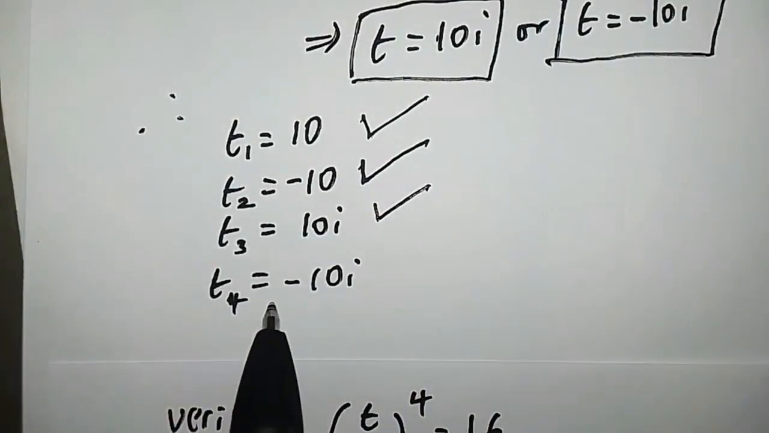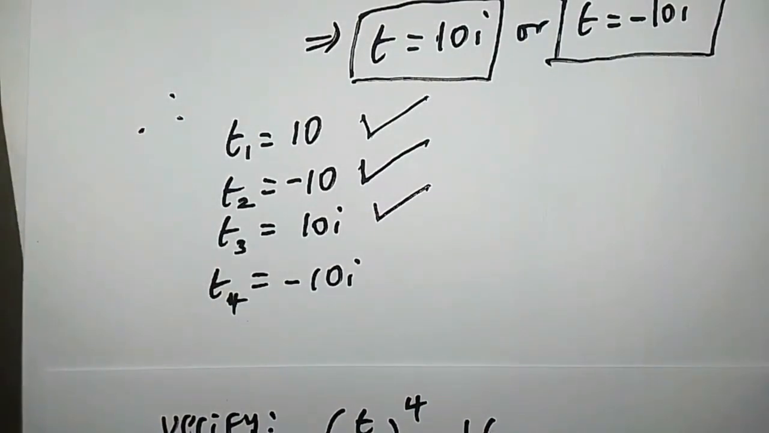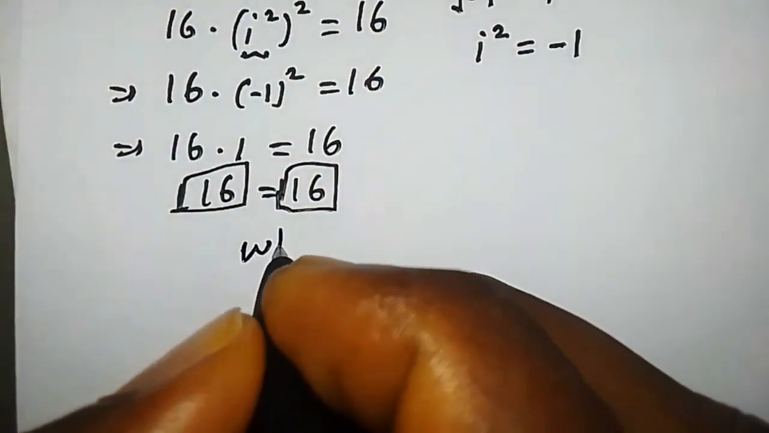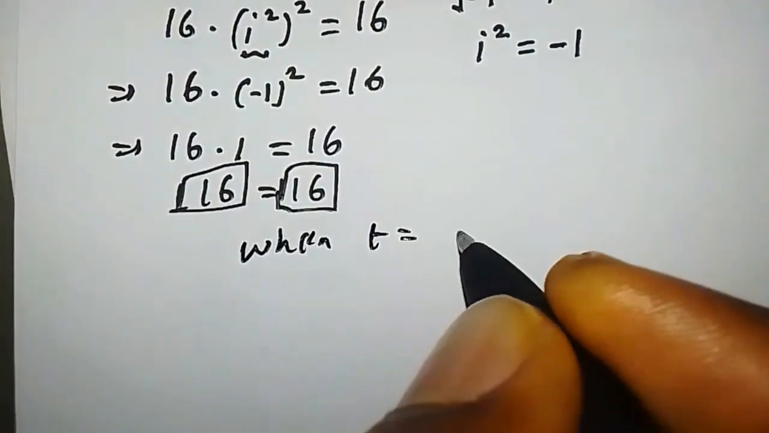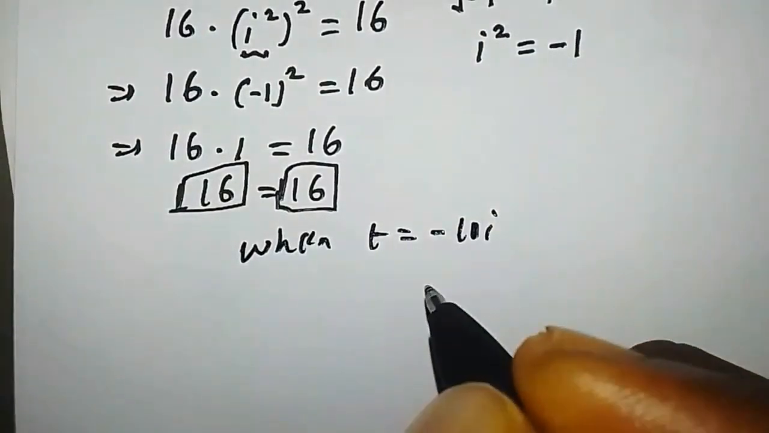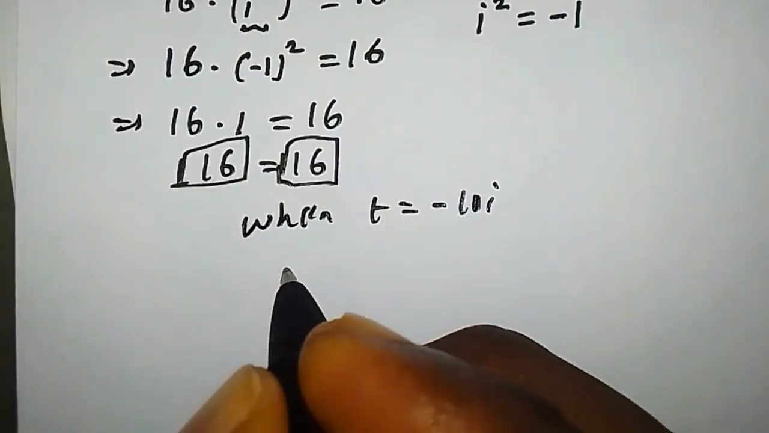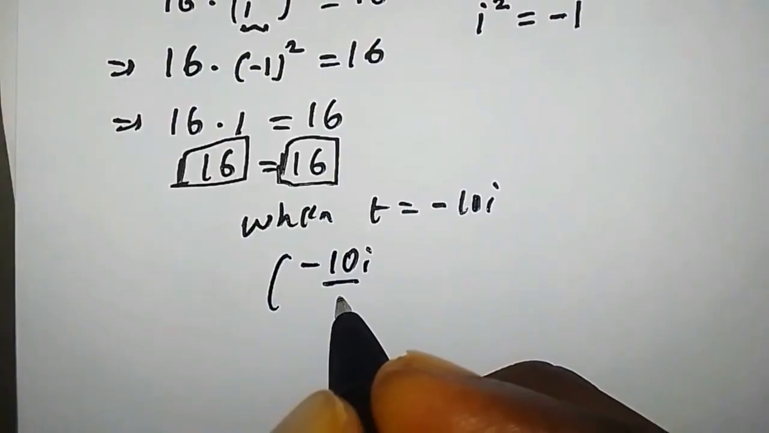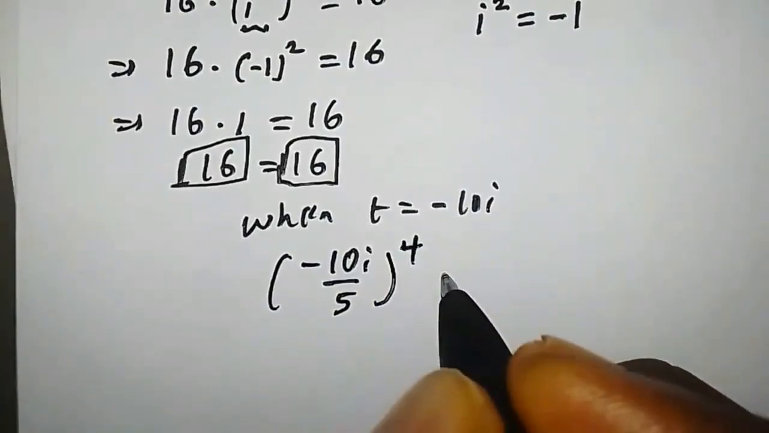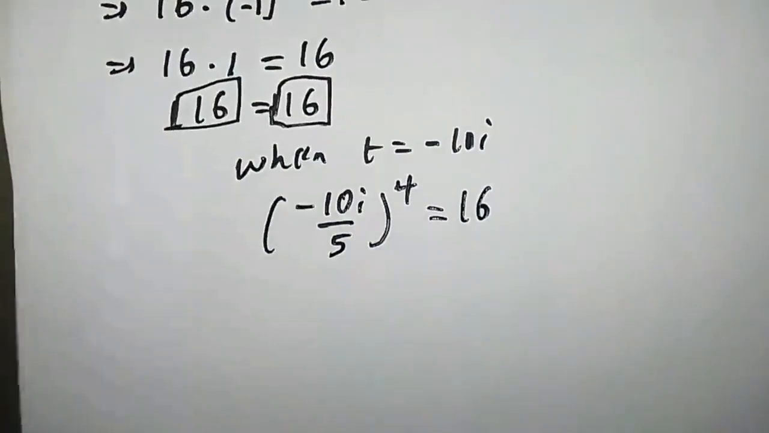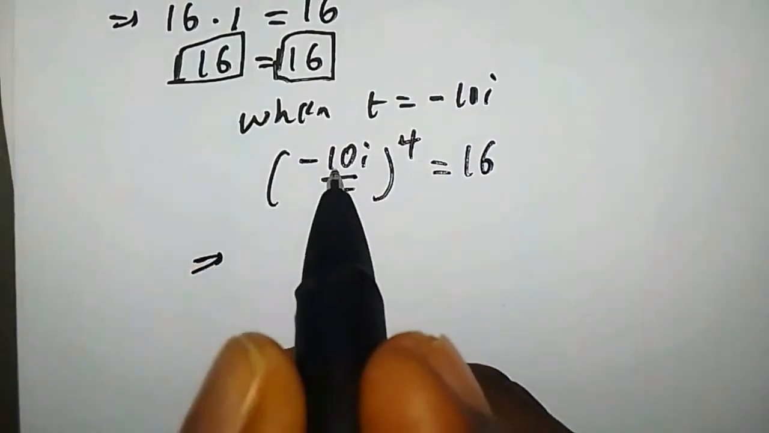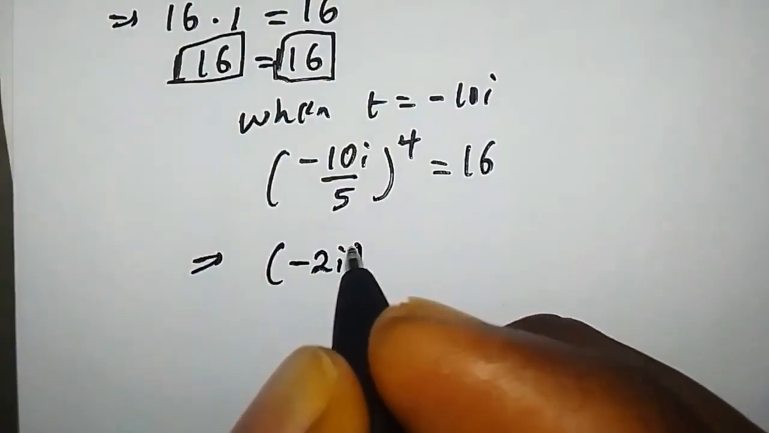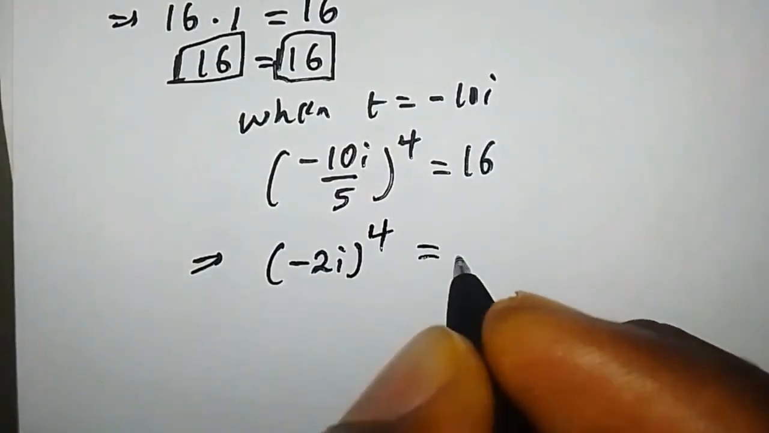Now, let's verify the last answer here. t equals to negative 10i. When t is equal to negative 10i, now, the same equation. So that will be (-10i/5)^4 equal to 16. This means that minus 10i divided by 5, that is minus 2i, raised to 4 equal to 16.